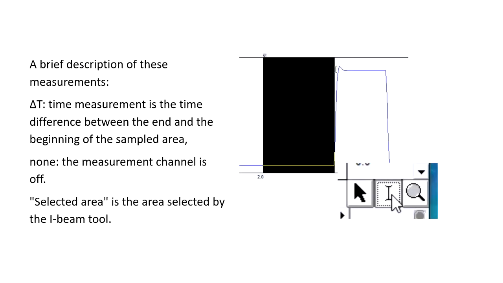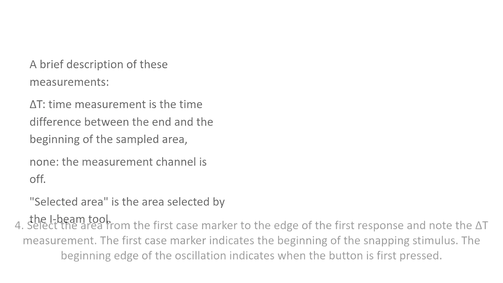A brief description of these measurements: delta T, time measurement, is the time difference between the end and the beginning of the selected area. None means the measurement channel is off. Selected area is the area selected by the I-beam tool.